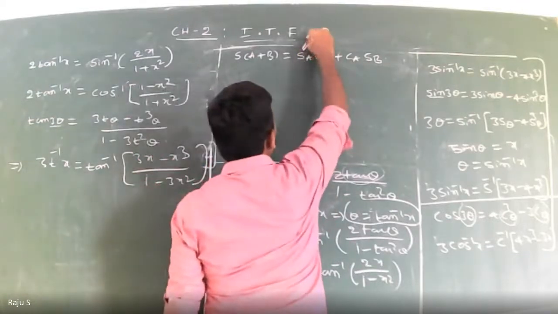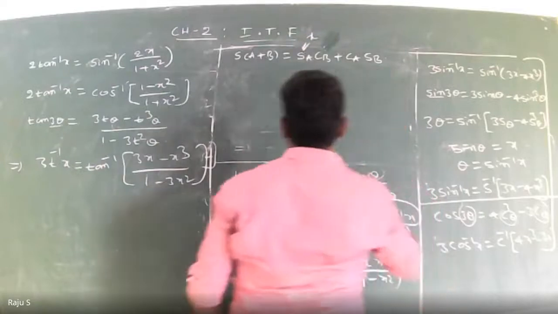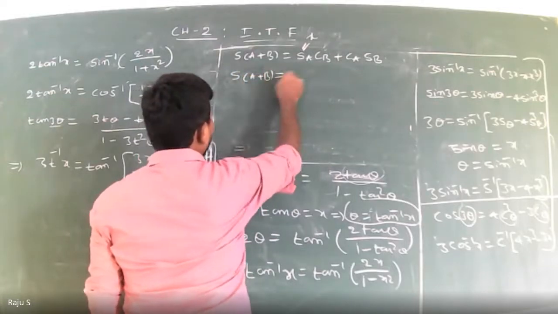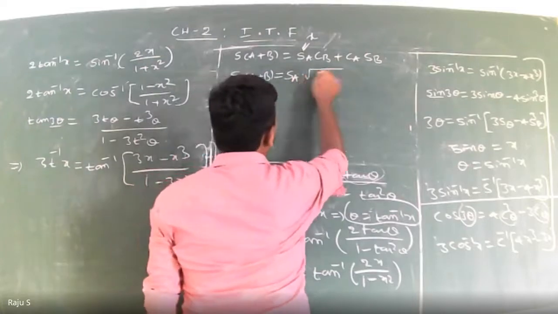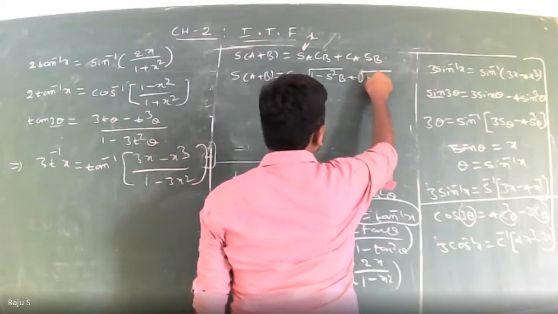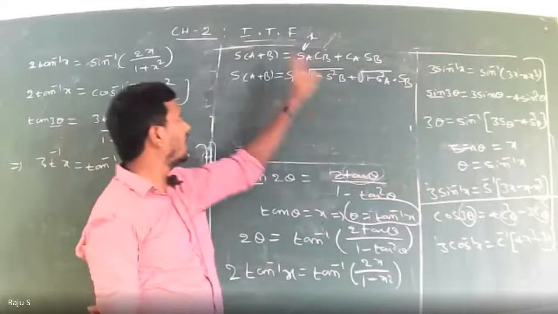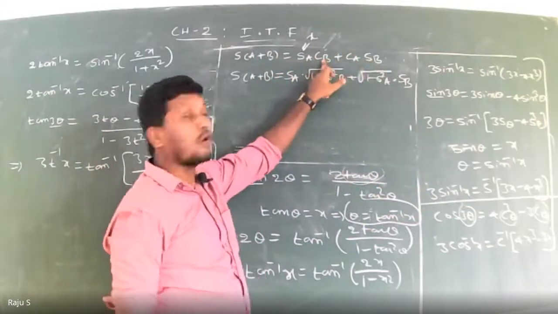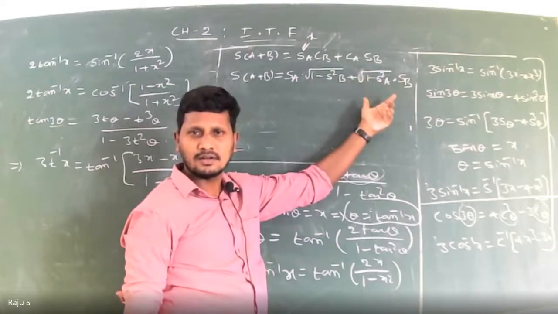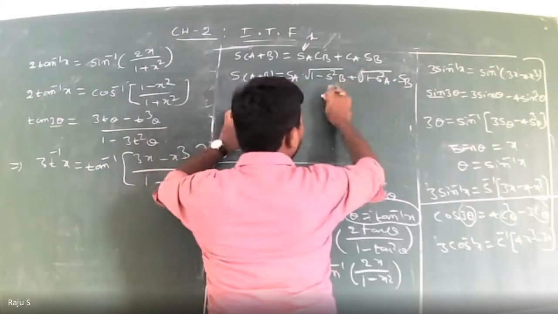If I take sin A as x and sin B as y, then if I convert it completely in terms of only sin, what will happen? Sin A plus B is equal to sin A cos B plus cos A sin B. Cos B can be written as root over 1 minus sin square B, and cos A can be written as root over 1 minus sin square A. So now I want to take sin A is equal to x and sin B is equal to y.